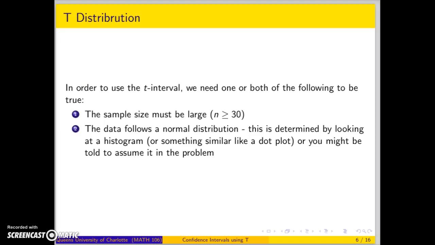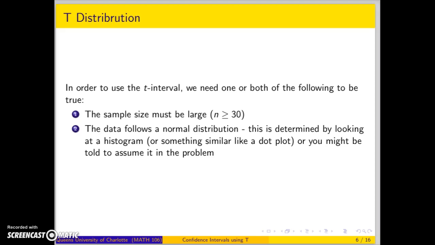Another requirement is that we also need to know that the sample size must be large and or the data follows a normal distribution, so one or the other can be true. In order to tell this, you can graph the data or it states it in the problem. So the same requirements are true for the z-interval, but I don't emphasize it as much since we normally use the t-interval.